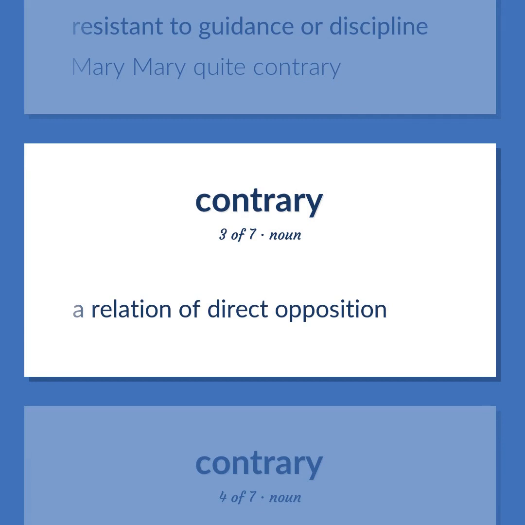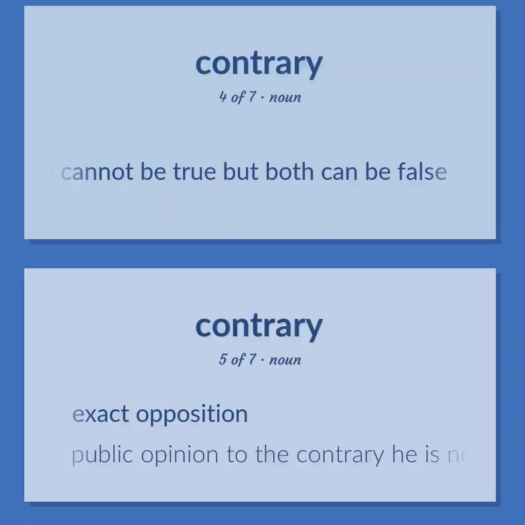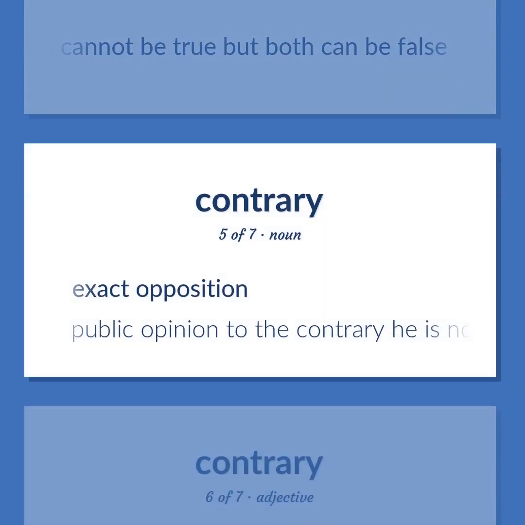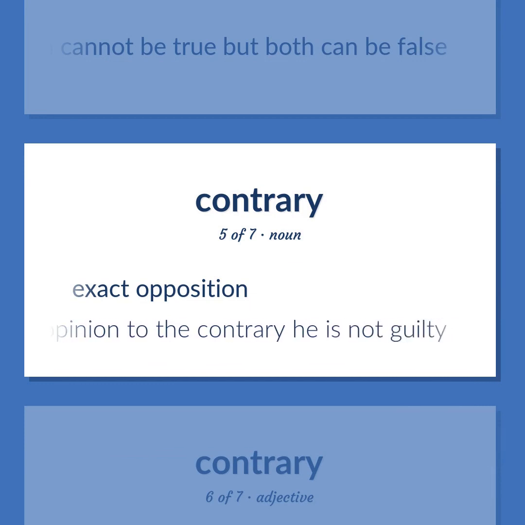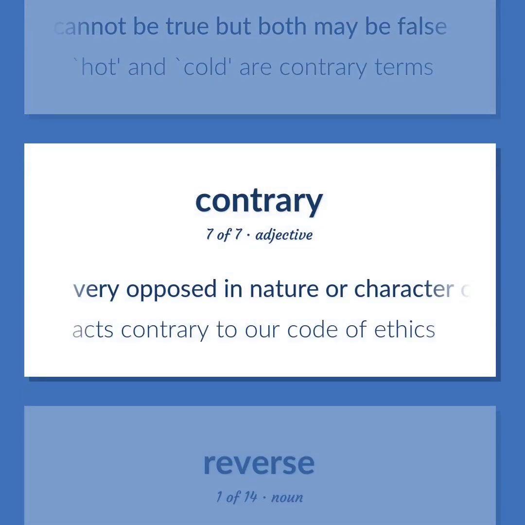A relation of direct opposition. A logical relation such that two propositions are contraries if both cannot be true but both can be false. Exact opposition. Public opinion to the contrary, he is not guilty. Of words or propositions so related that both cannot be true but both may be false. Hot and cold are contrary terms. Very opposed in nature or character or purpose. Acts contrary to our code of ethics.